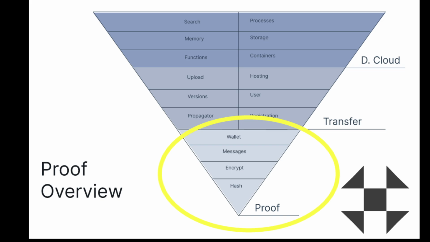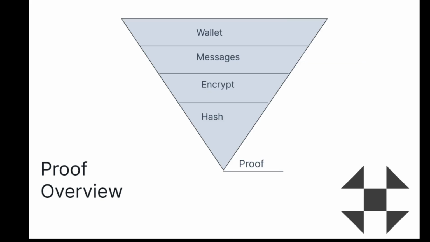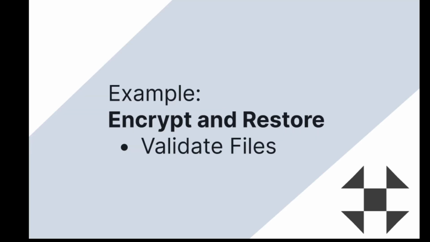The bottom level layer, and I'm going to go through all three, and by the end of the video, you should have a pretty good overview of what each layer does and what the current capabilities are. The bottom layer is a proof layer. It has a wallet, messaging, encryption, and something called hashes. Let's dive into it.